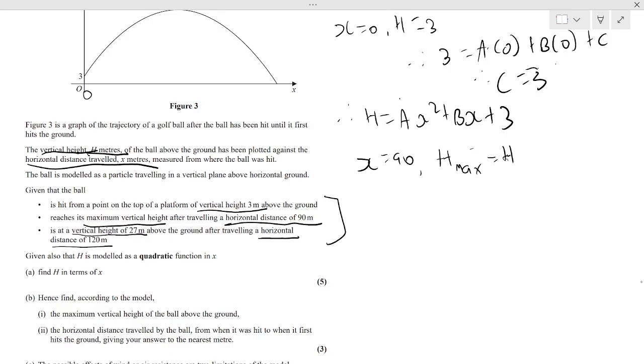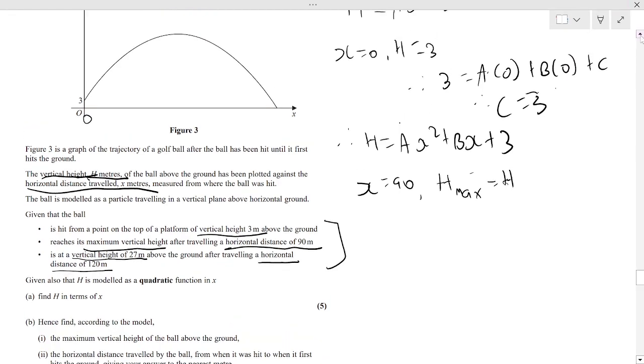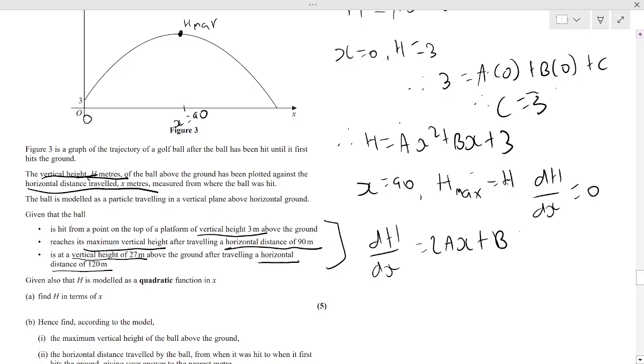What you could realise instead is that we can differentiate, because h max is a turning point, which corresponds to the maximum, this turning point here, and that's going to be when x is 90. It's a turning point, so dh by dx is going to be 0. So then we can differentiate it, but don't be afraid of the constants. dh by dx: x squared goes to 2x, so 2ax, then bx goes to b. And that has to equal 0. But we also know that this occurs when x is 90, so we can substitute 90 in. So 2a of 90 add b equals 0, therefore 180a equals minus b, right?